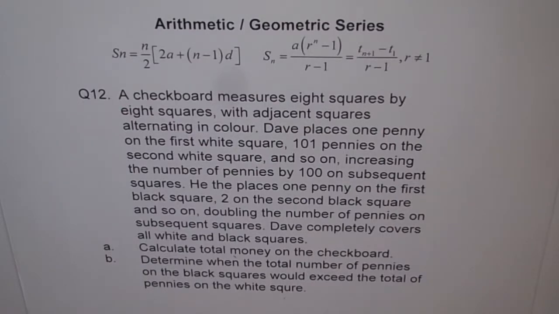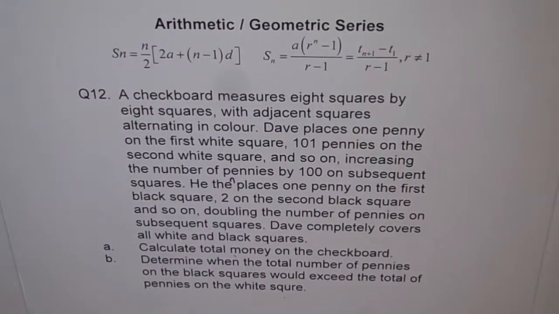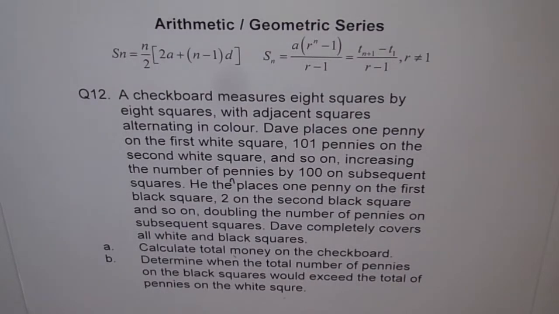He then places 1 penny on the first black square, 2 on the second black square, and so on, doubling the number of pennies on the subsequent squares. Dave completely covers all white and black squares. Calculate the total money on the checkerboard. Determine when the total number of pennies on the black squares would exceed the total number of pennies on the white squares.